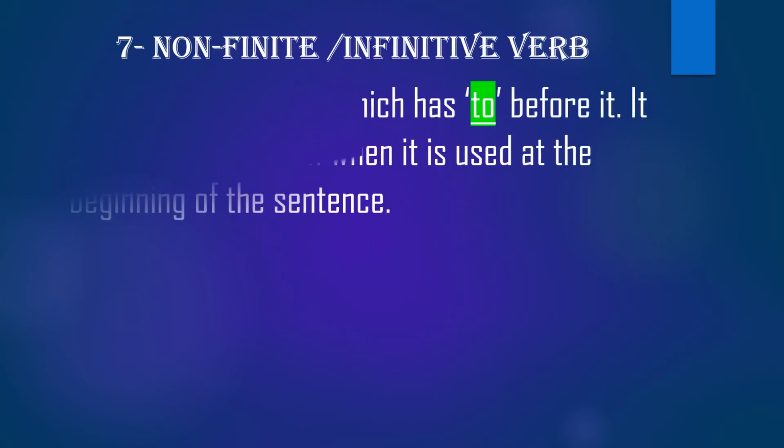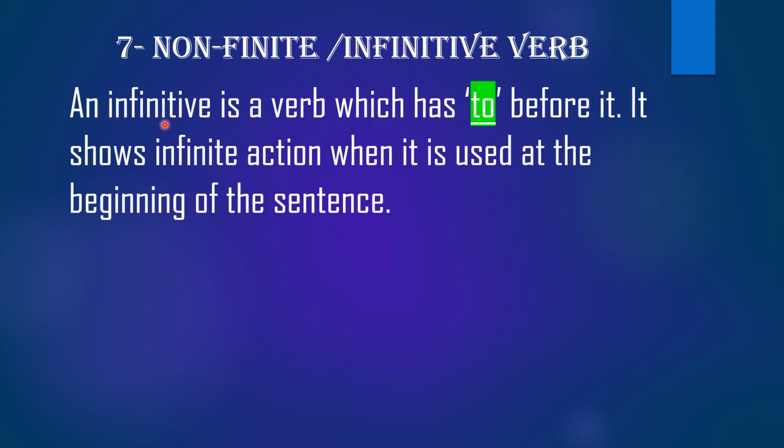Now see the last type, that is non-finite or infinitive form of the verb. An infinitive is a verb which has to before it. It shows infinite action when it is used at the beginning of the sentence. It means infinitive हम किसे कह रहे हैं? वो verb जिसके साथ to होता है, यानी to plus verb का एक स्ट्रक्चर इस्तेमाल किया जाता है। It shows infinite action when it is used at the beginning of the sentence, और जब हम इसको किसी जुमले की शुरुआत में यूज करें तो ये क्या शो करता है? इनफिनिट एक्शन को शो करता है। Now see some examples.